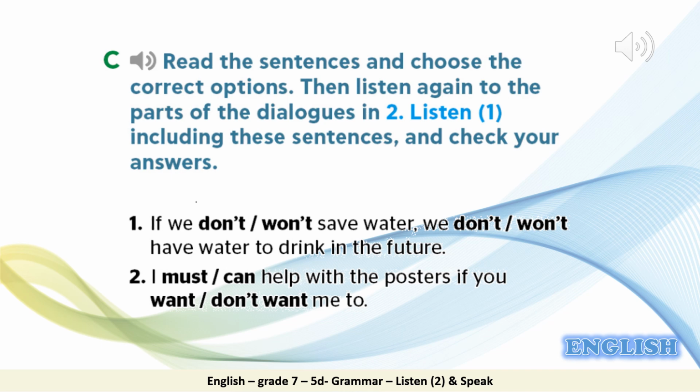We're now going to listen to the parts of the dialogues in lesson 1, including these sentences, to check your answers. 3. Grammar. C. Read the sentences and choose the correct options. Then, listen again to the parts of the dialogues in lesson 1, including these sentences, and check your answers.